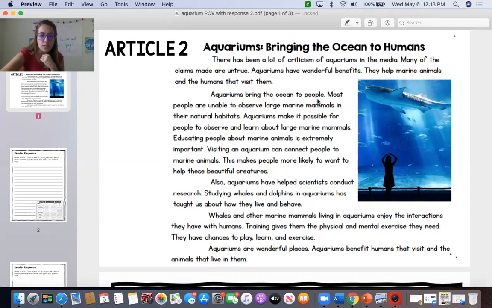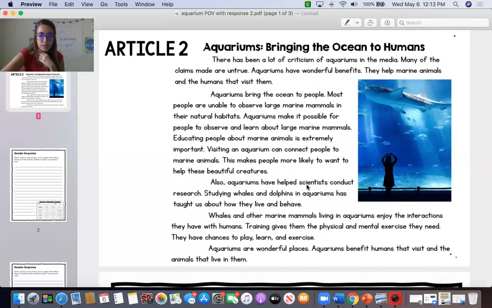Aquariums bring the ocean to people. Most people are unable to observe large marine mammals in their natural habitats. Aquariums make it possible for people to observe and learn about large marine mammals. Educating people about marine animals is extremely important. Visiting an aquarium can connect people to marine animals. This makes people more likely to want to help these beautiful creatures.